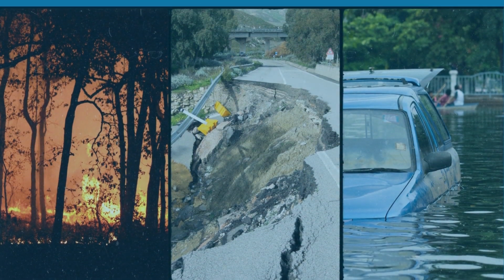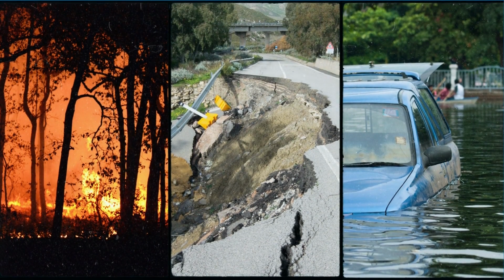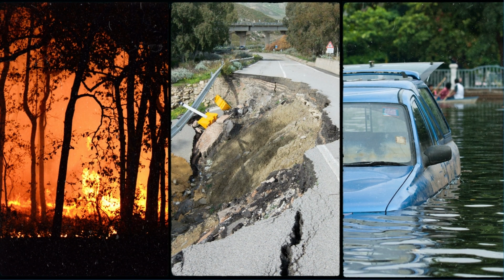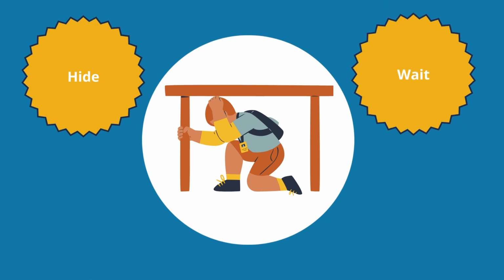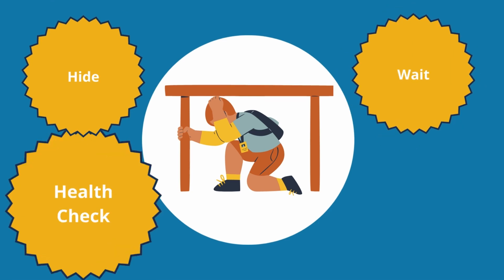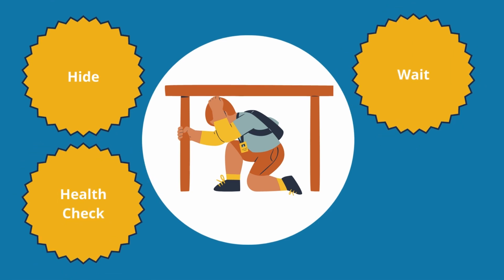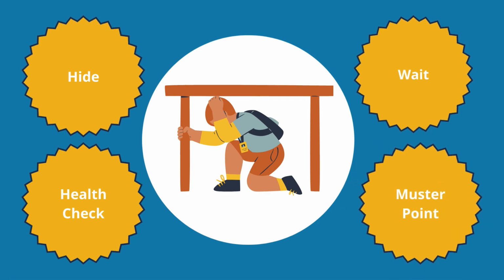Choose a disaster that could potentially affect your area and take time to discuss the actions that should be performed during and after the emergency. For example, in the event of an earthquake, one would hide beneath a table or counter, wait for residual aftershocks, then check themselves and their family for injuries before meeting at the neighborhood muster point.